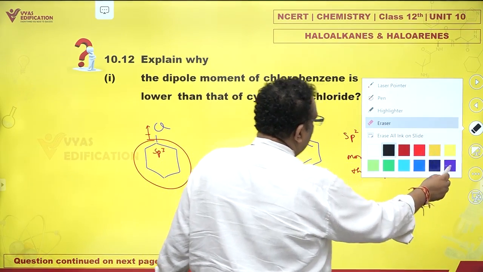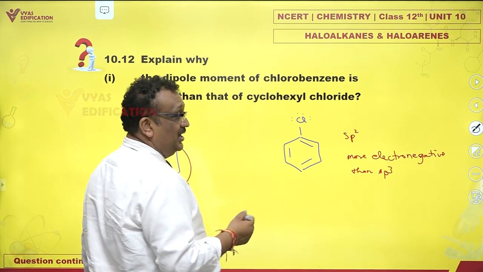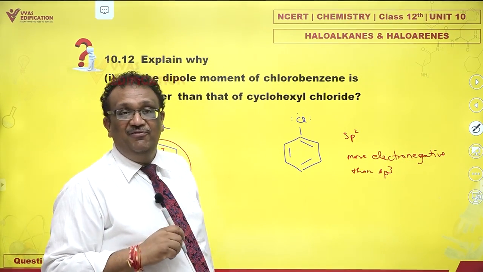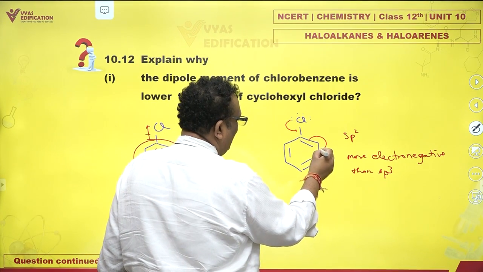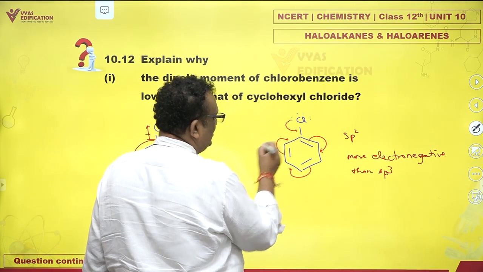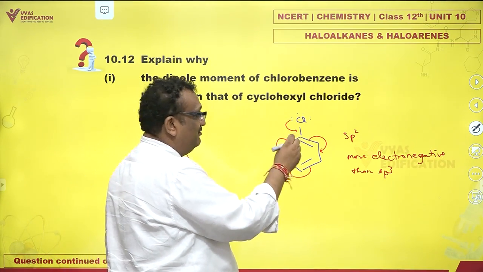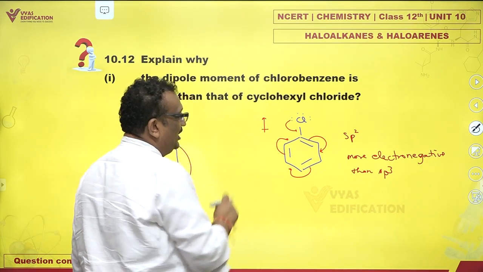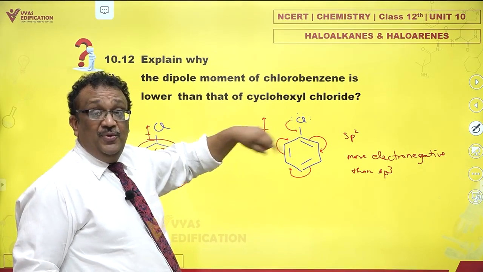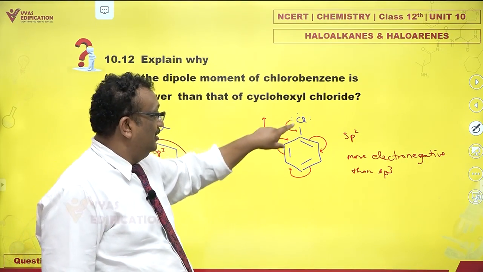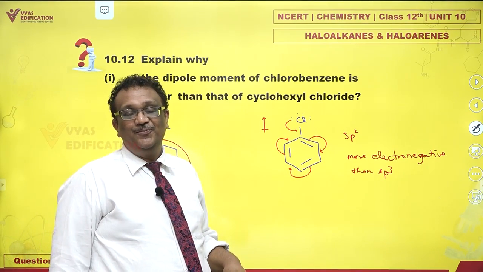This itself would have been a sufficient reason, but there is a bigger problem awaiting us. What is that? It is the plus M effect of chlorine. This lone pair gets delocalized in the ring. So, although because of inductive effect, chlorine, because of higher electronegativity, takes away electrons, because of resonance and delocalization, the lone pair tends to come back because of pi delocalization.